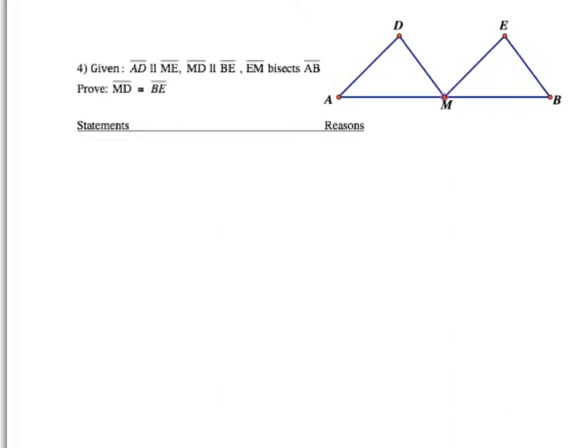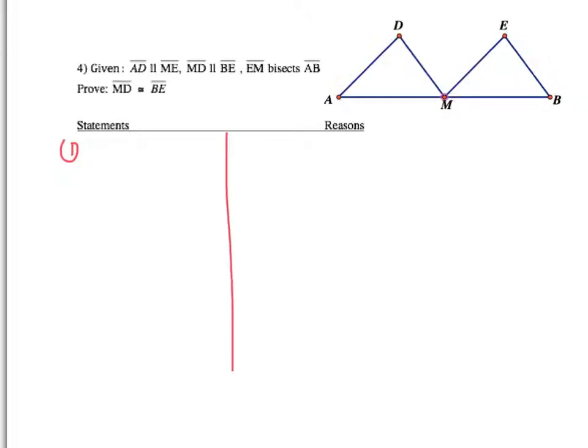All right, time for our last example here. So we're trying to prove that line segment MD right here is congruent to line segment BE. So if we can prove these two triangles congruent to each other, then we can say that those two segments are congruent by CPCTC. So let's take a look at how we can do this.